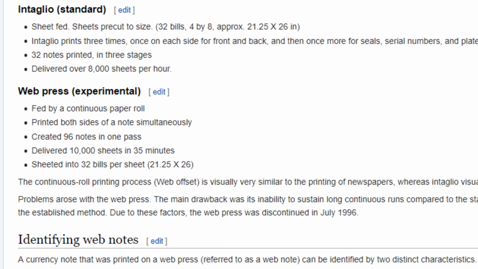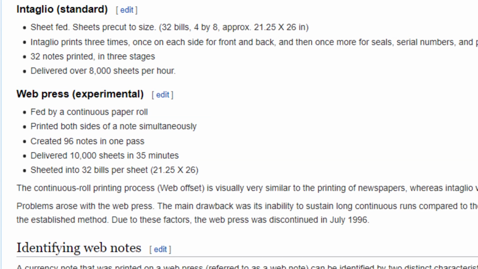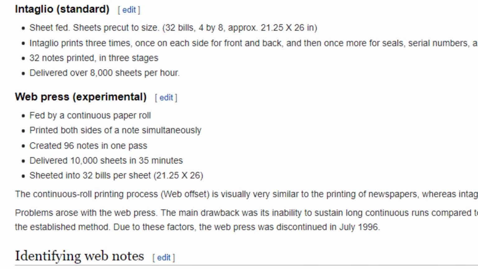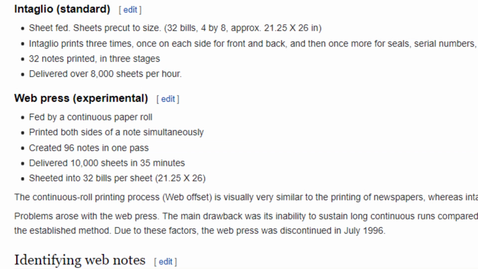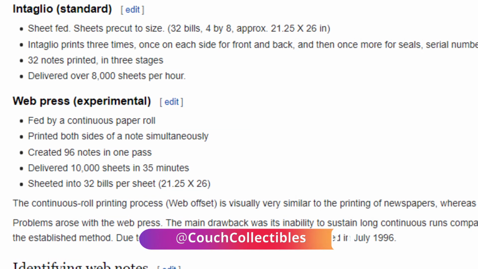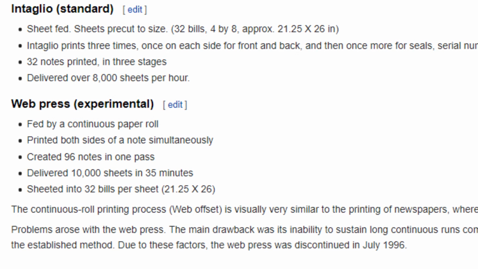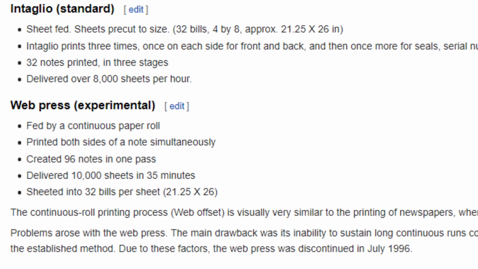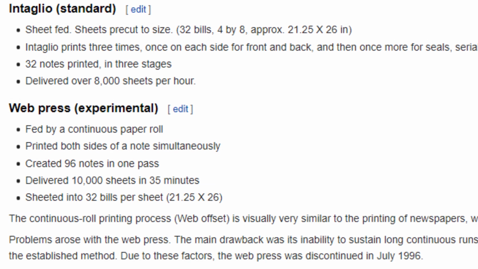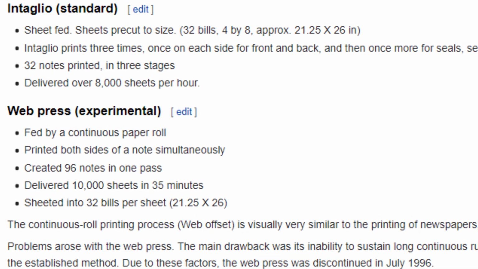Now, of course, if you go to Wikipedia, it's not really the best resource, but it's very simple to understand these web notes. Basically, they experimented with producing bills in a different way, and that is the web press. The web press is fed by a continuous paper roll. It's printed on both sides simultaneously and created 96 notes in one pass, delivering 10,000 sheets in 35 minutes. So it's a very fast way of producing bills in comparison to the standard method, which was sheet fed.